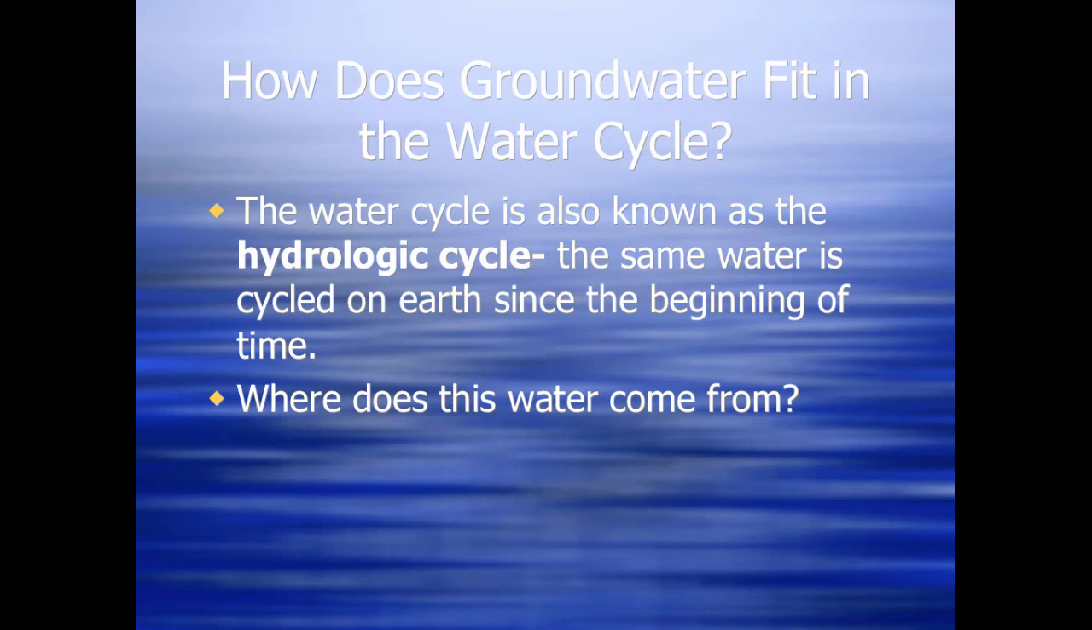So how does groundwater fit into the water cycle? The water cycle is also known as the hydraulic cycle because hydro means water. The same water is cycled on Earth since the beginning of time. So the same water that you could be drinking today is the same water that dinosaurs could have drunk 100 million years ago.